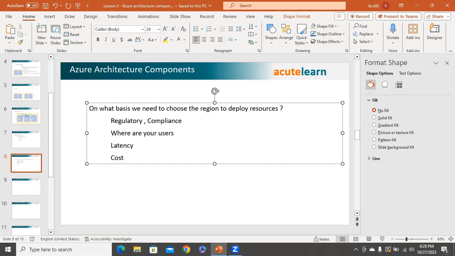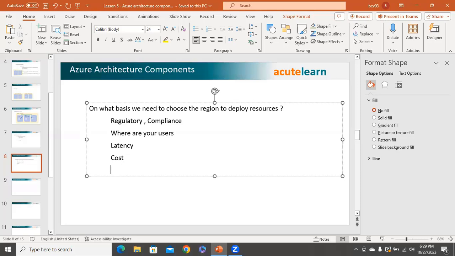Cost. Maybe your users are spread across India. Now if you host the application in West India or Central India or South India, it doesn't matter, because the users are spread across India. For me, it doesn't matter. But in which geographical region is the cost of the resources less? We need to take that into consideration.